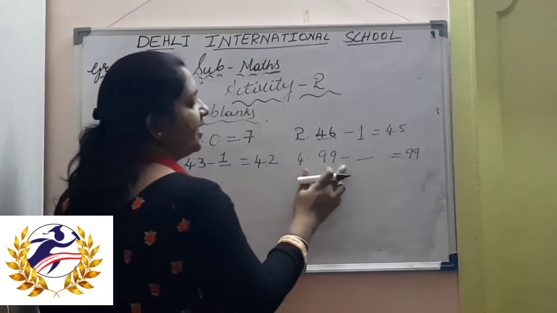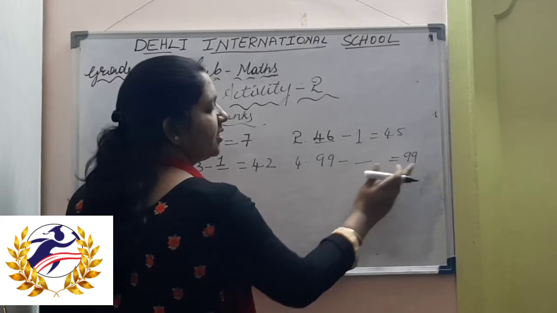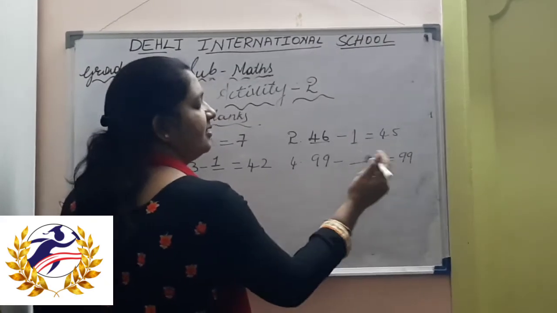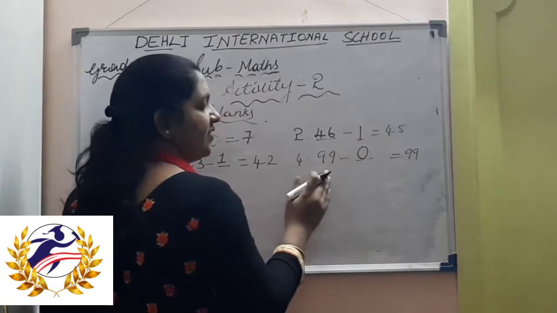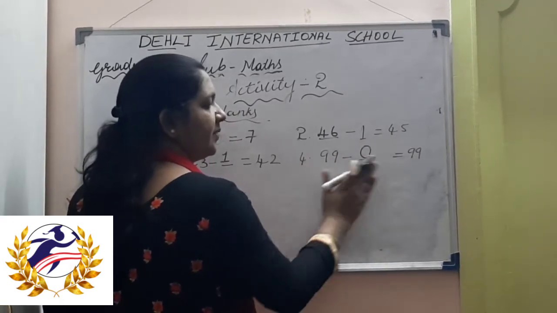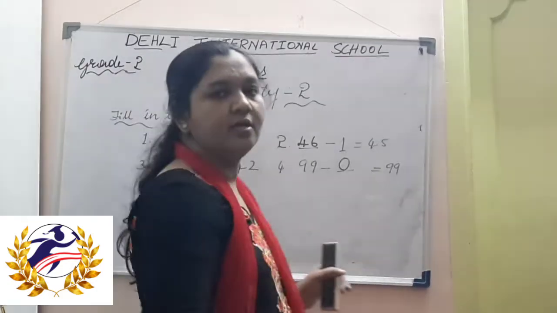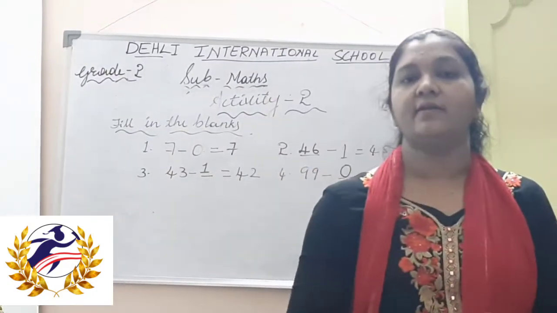Here is 99. The answer is also 99. So what do we have to subtract here to get the answer 99? That is 0. If we subtract 0 from any number, the number remains the same. Do you understand, children? Okay, now we will move to the next activity.